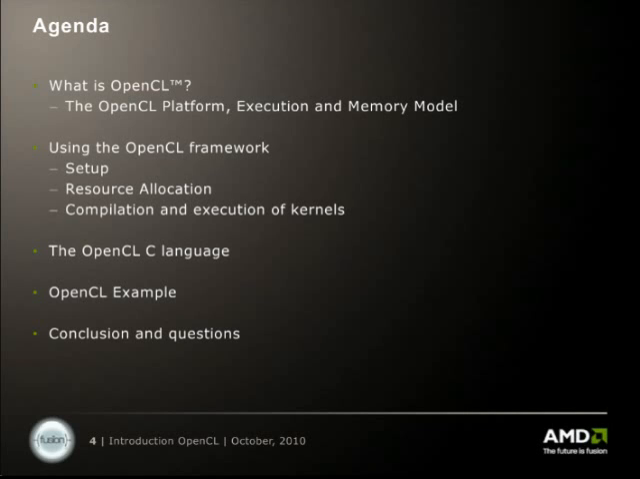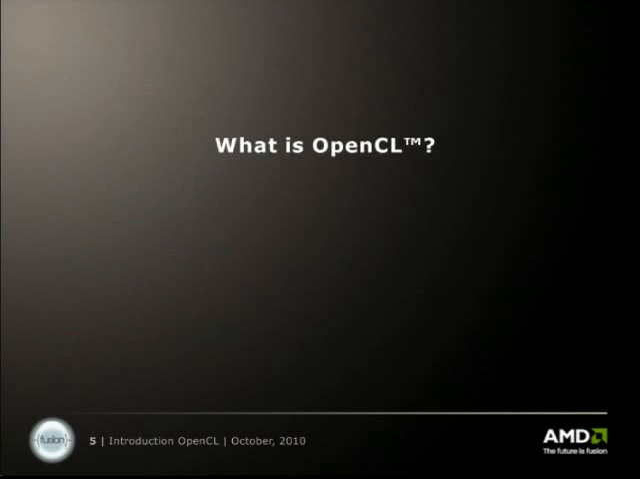I'll talk about the OpenCL framework, what you need to do to set it up and allocate resources. Resource allocation means things like allocating memory on the devices. And you need to build up and compile your kernels, which are the unit of execution that will run on these devices. These kernels are expressed in a language called OpenCL C, which I'll talk about, and I'll give an example. And then at the end, I won't answer any questions during, but please feel free to submit them. At the end, I will try and answer as many questions as time allows.